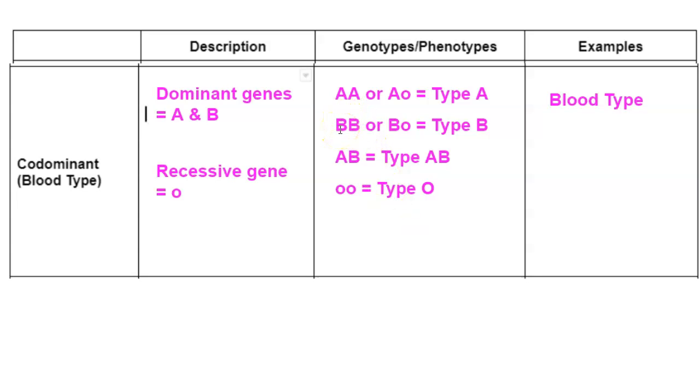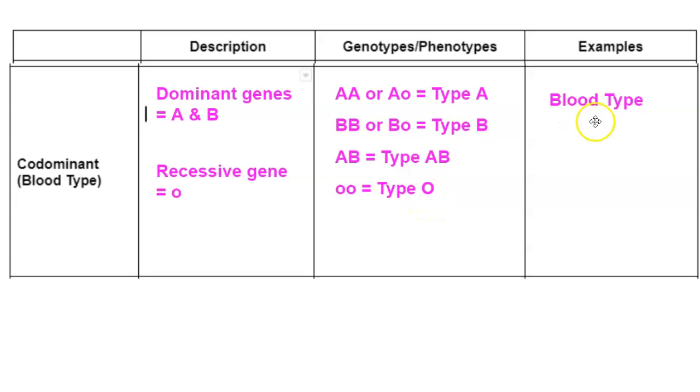If I have BB or BO, I'm going to be type B blood. Remember, I'm writing O as a little tiny letter because that O is recessive. If I have an A and a B, I'm going to have type AB blood, which means I have both the A proteins and the B proteins on the surface of my blood cell. Remember, O doesn't code for any proteins. So if I have two O's, I don't really have anything on the surface of my blood cell, which is fine, but I'm going to have that recessive type O blood.